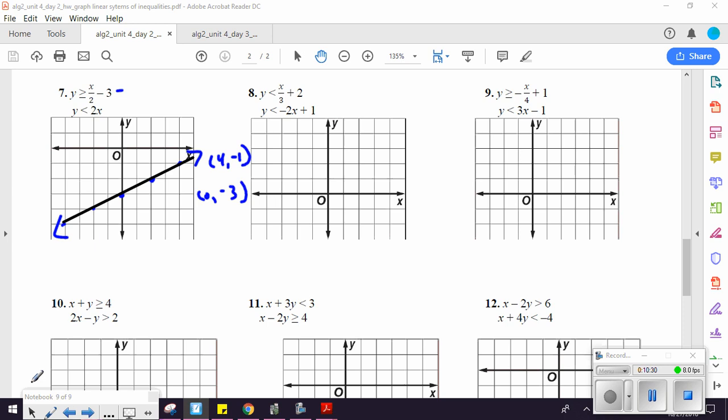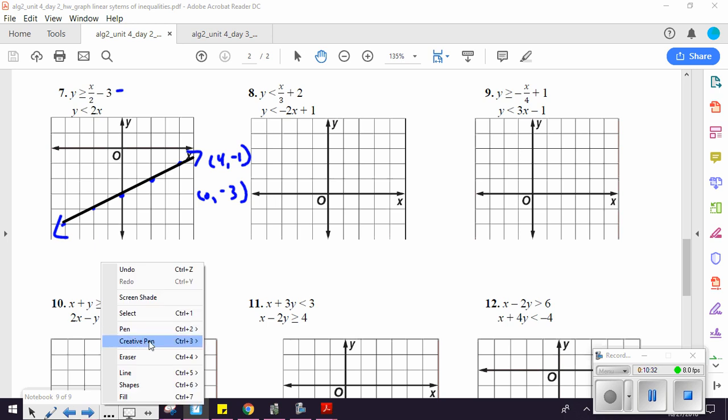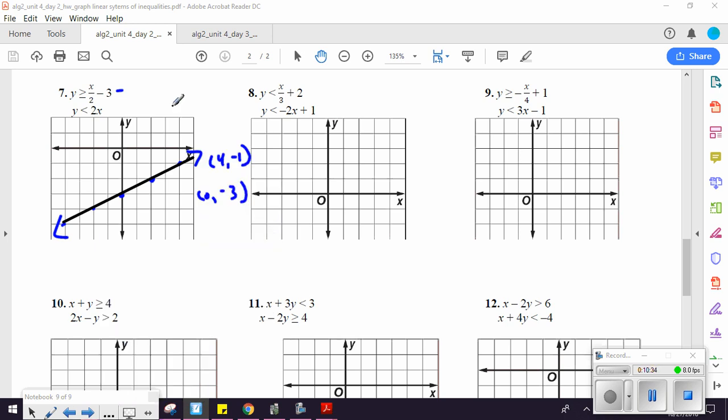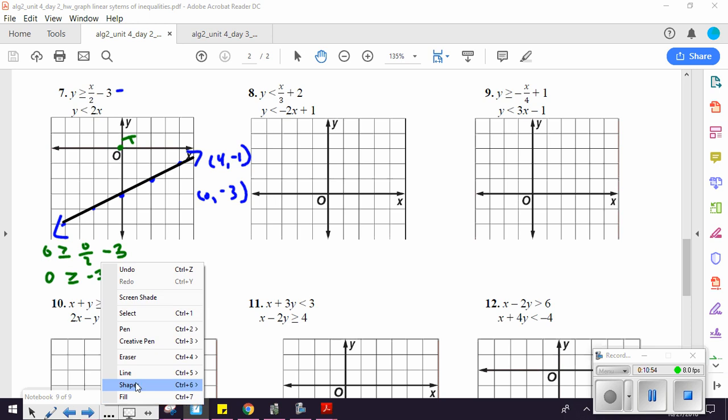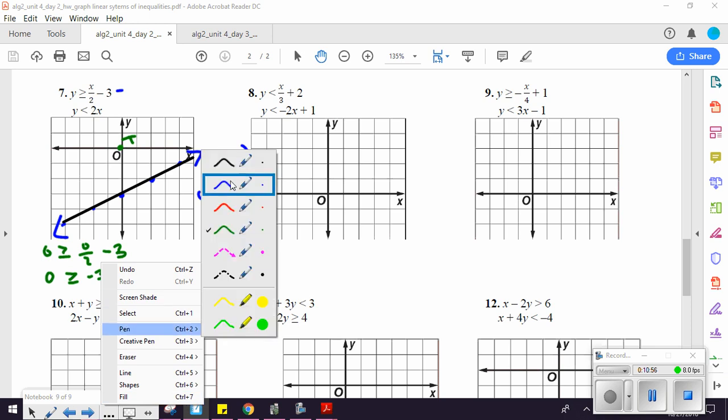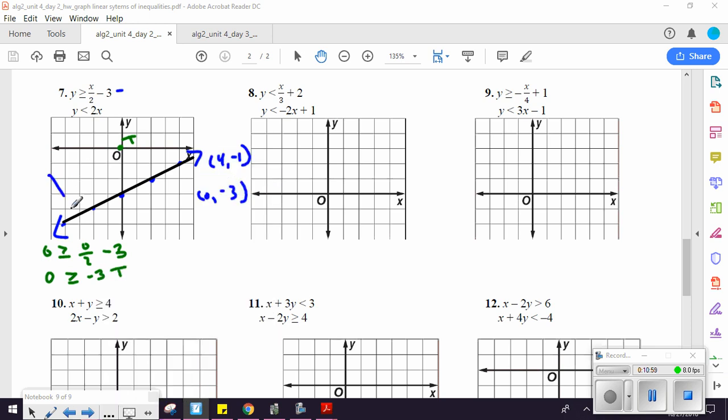All right, I can use 0, 0 as my test point. So plug in 0 for y and x. I will get 0 is greater than or equal to negative 3, which is true. So I would shade above this blue line in the direction of 0, 0.